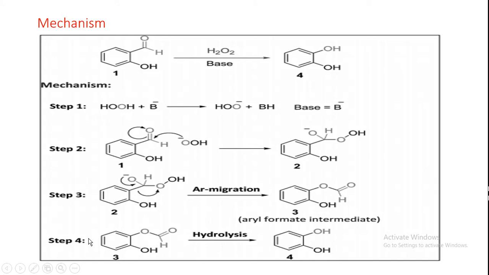And in the next step, we got this one, C double bond OH. Then this is the aryl formate intermediate. So you do hydrolysis, so C double bond OH will come out as an acid, or C double bond ONa will come out, and ultimately we will get the aldehyde changed to OH, that is, the aldehyde or ketone group changes to a hydroxyl group. So this is the simple mechanism of this reaction.